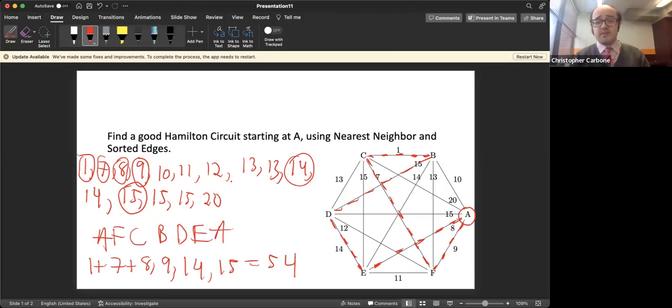So by contrast with the nearest neighbor algorithm we did before, this one gives a slightly different answer due to the different type of algorithm that we're using.